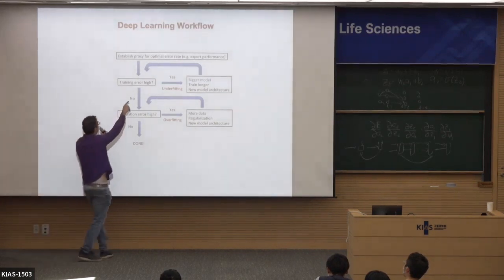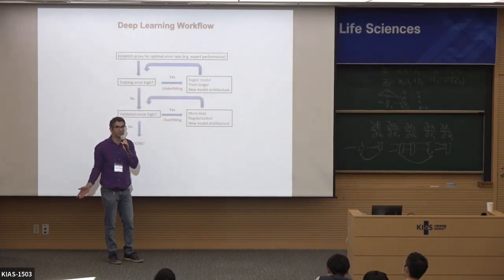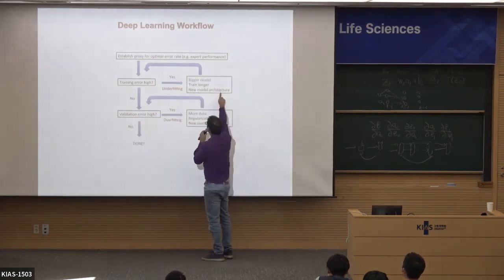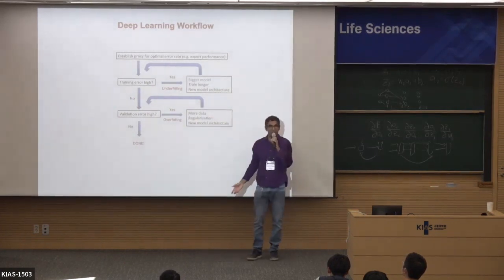So if the training error is too high, that means your model's not complicated enough. That's called underfitting. Your bias is too big. So what you should do is either train longer, or you need a new model architecture, or often what's missing from all this is data. You might not have enough data. You might need to get more data.